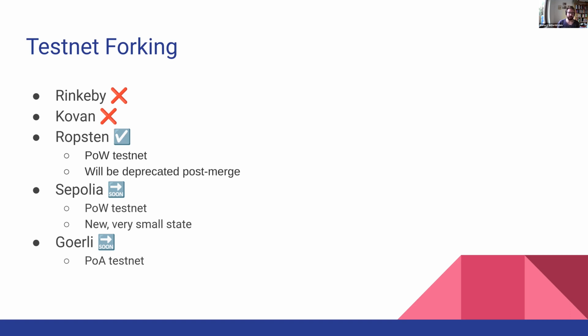And then the Sepolia testnet, that is coming soon. It's a small proof of work testnet that we started when we had the interop event in Greece. And because it's so new, it has very small state. You can sync it in under an hour, and merging it probably does not give us that much new info, but that's okay. We just need to get it out of the way.